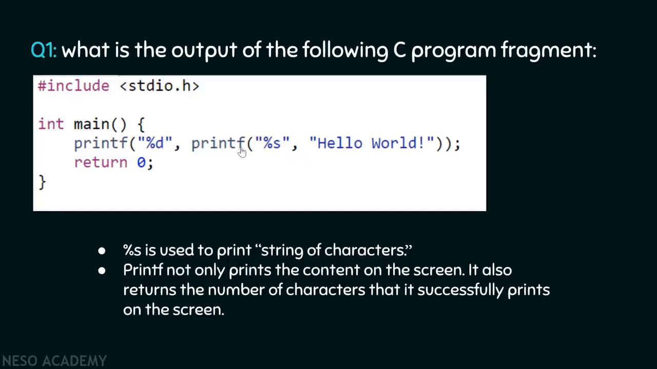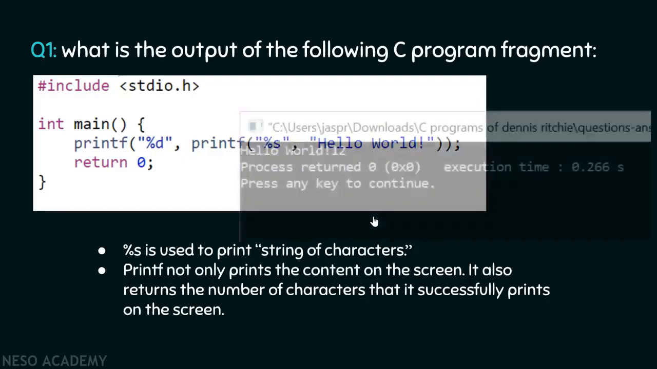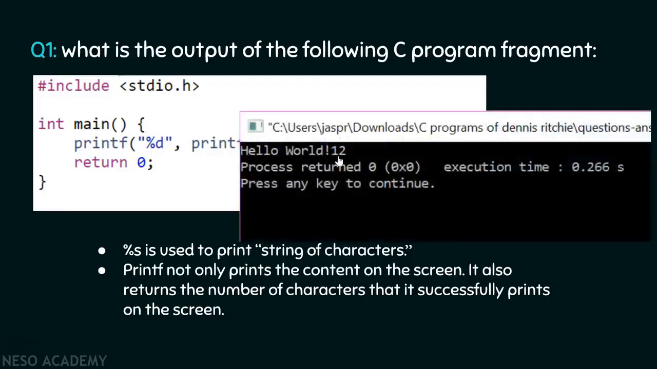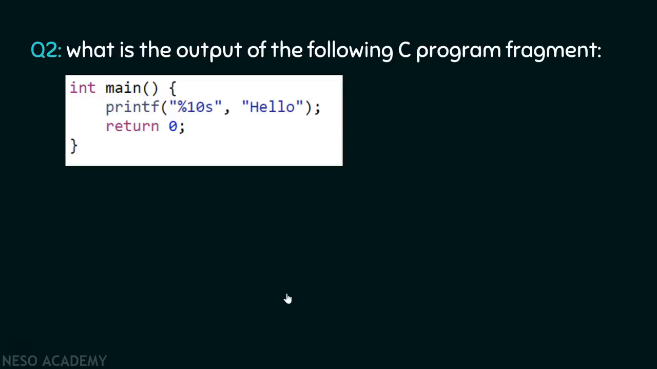Right? So this printf function will also return 12 to this particular printf function as second argument. So this printf function will print 12 and this printf function prints hello world on the screen. Therefore the output is hello world 12. That is what is expected. Let's consider the next question.